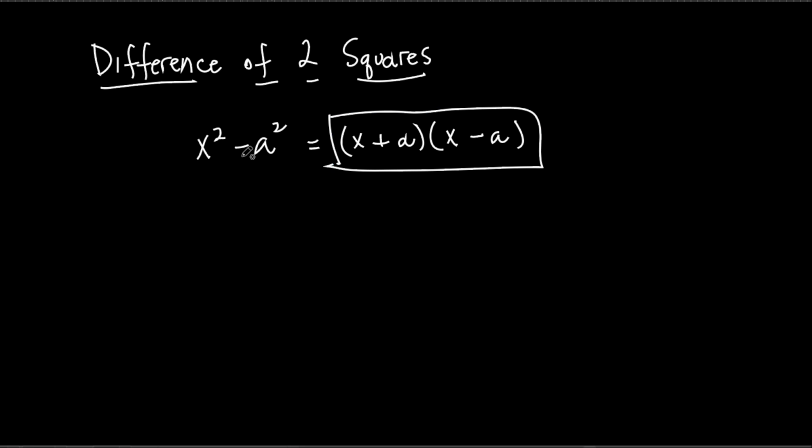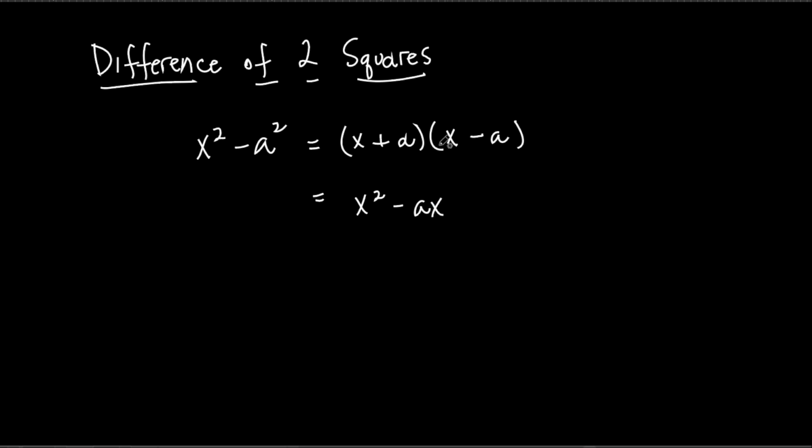This should equal this. Would you agree? Yeah. All right, so let's see if it actually does. So it's FOIL method. So x times x is x squared. Outside is negative xa or ax, however you want to write it. The inside is plus ax. You see that? Yeah. Then the last is positive times negative, which is negative a times a, which is a squared.